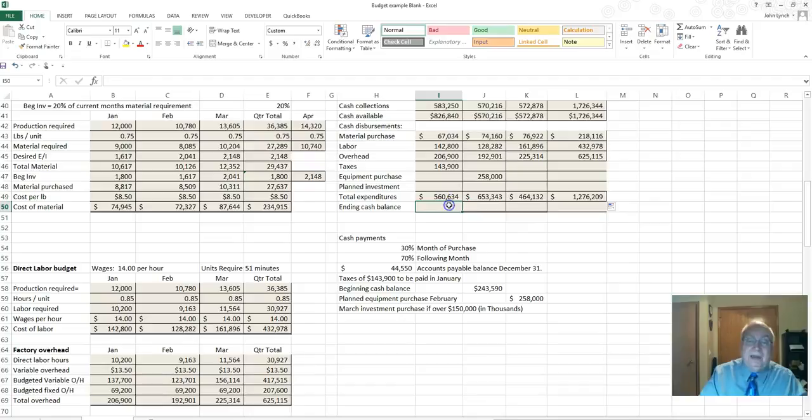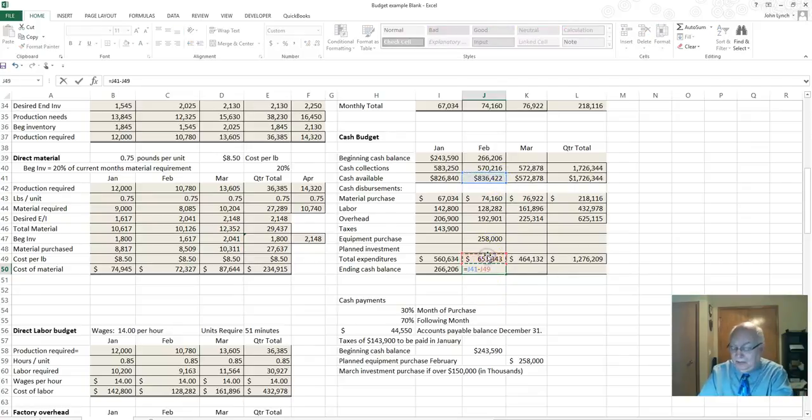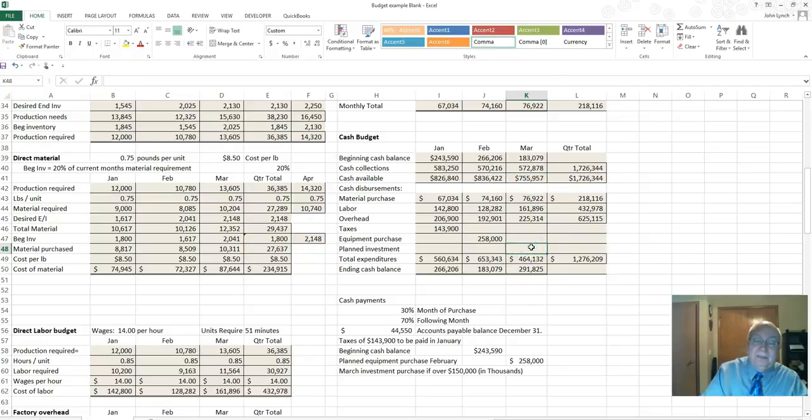Then we have ending cash balance is equal to my cash available minus my expenditures, which is $266. So this is equal to the ending balance. That fills that part in. And then we take the $836 minus my expenditures is $183. And that's going to be the $183. And then we have this one so far is $755 minus the $464, $291. Okay, so we come up here to events.